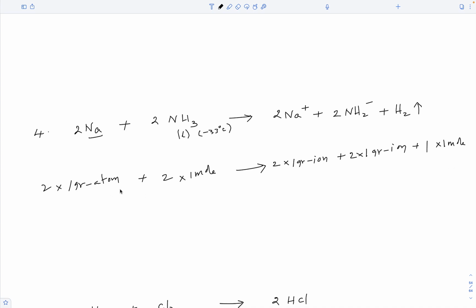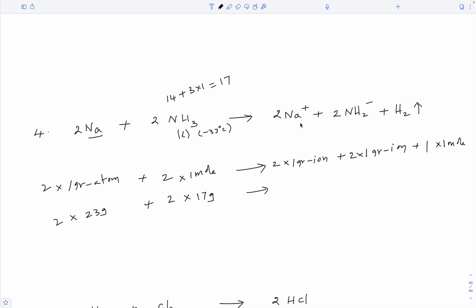1 gram atom of sodium is 23 grams of sodium multiplied by 2, plus 1 mole of ammonia. Atomic weight of nitrogen is 14 and atomic weight of hydrogen is approximately 1. So 3 times 1 plus 14 is 17. So molecular weight of ammonia is 17. So 1 mole of ammonia is 17 grams of ammonia multiplied by 2.